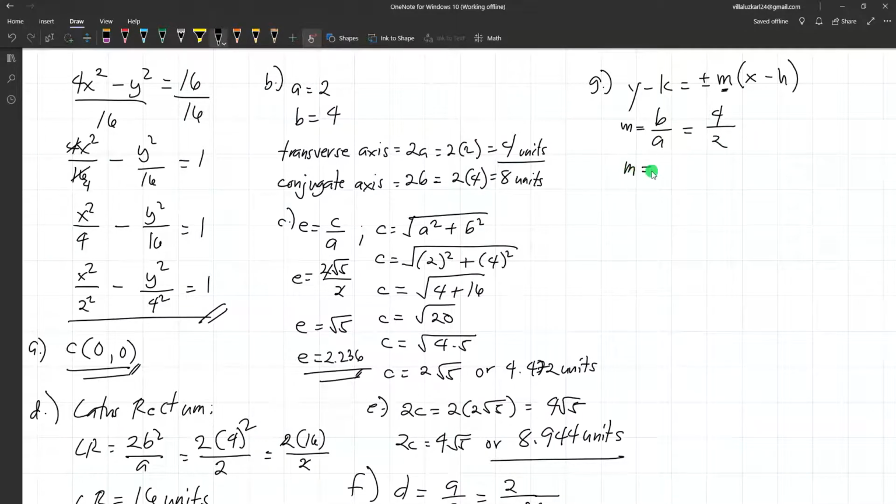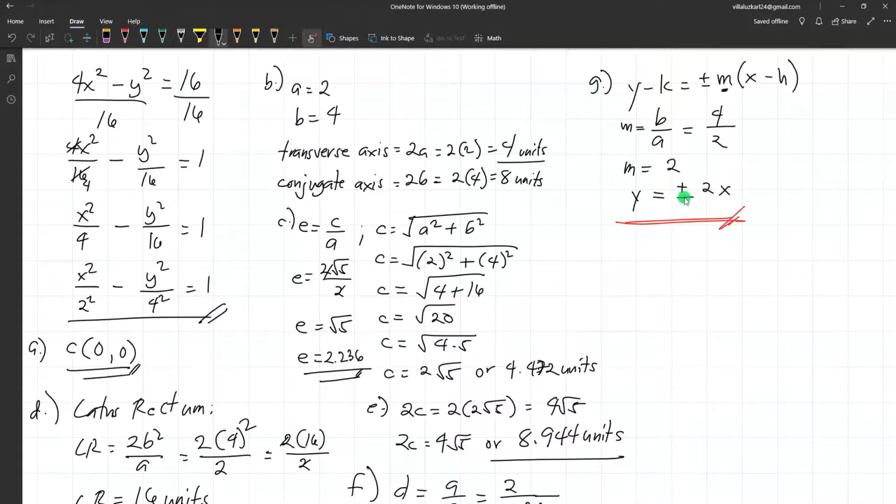Substitute now. Since the location of the center of the hyperbola is at the origin, we don't have a value for h and k. So y is equal to plus or minus m. I will substitute now 2 times x. That's your answer for the asymptote, or you can rewrite that equation since we use the equation of a line.